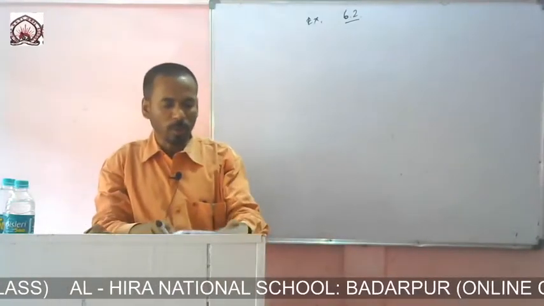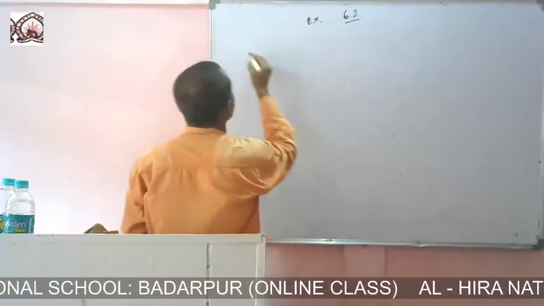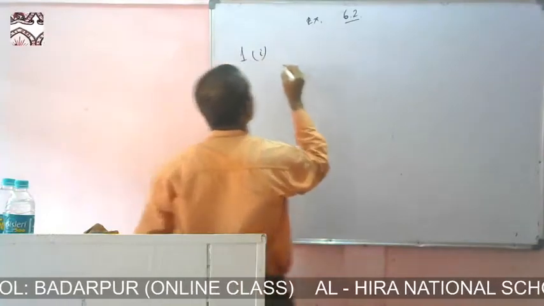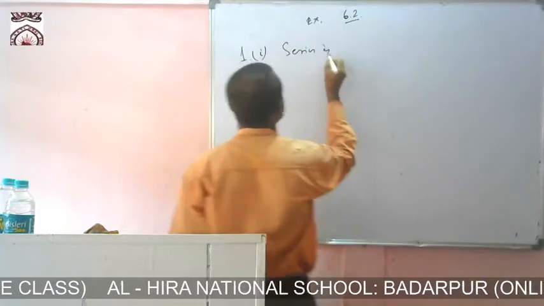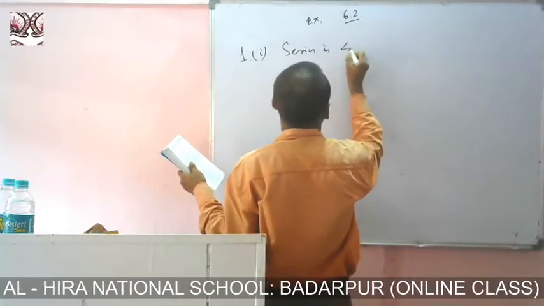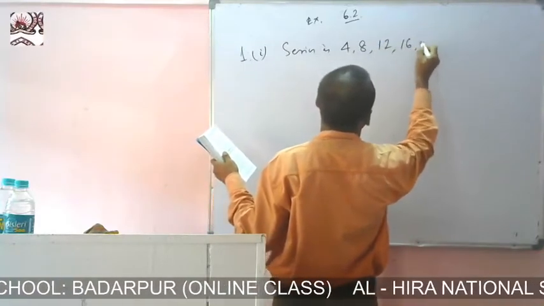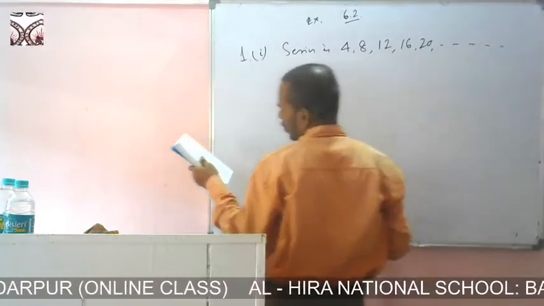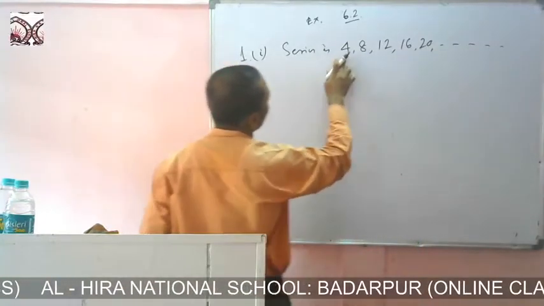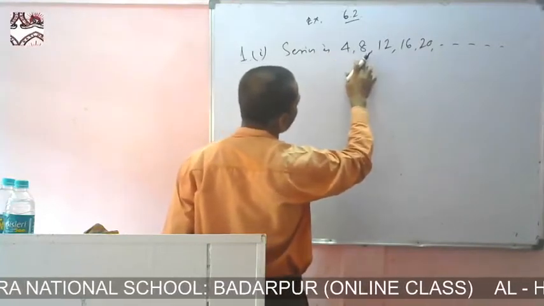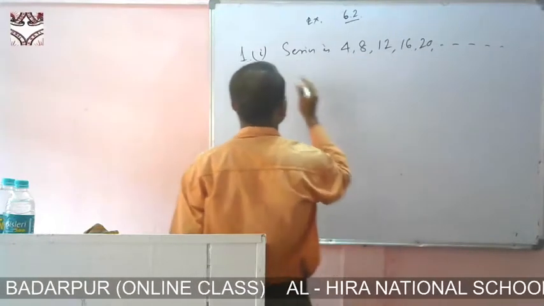Exercise 6.2. First one is question number 1. Here the series is given. The series is 4, 8, 12, 16, 20, and so on. T1, the first term, is 4, the second term is 8, the third term is 12, the fourth term is 16, like this.